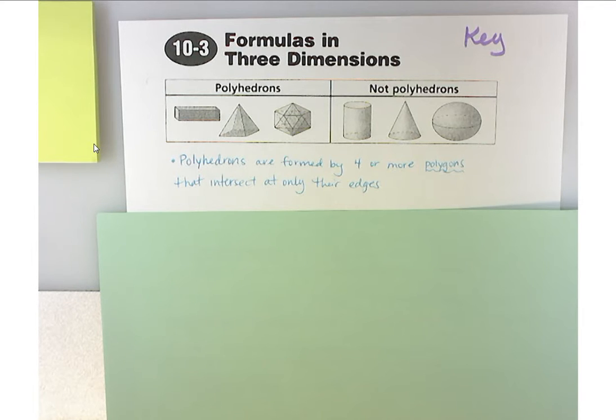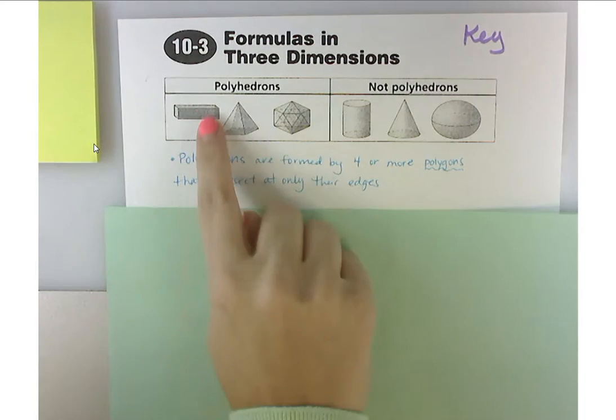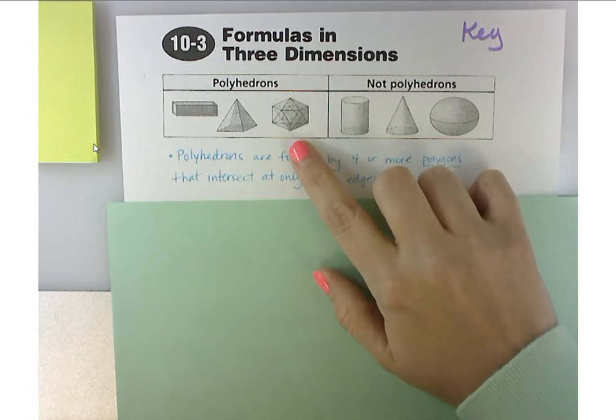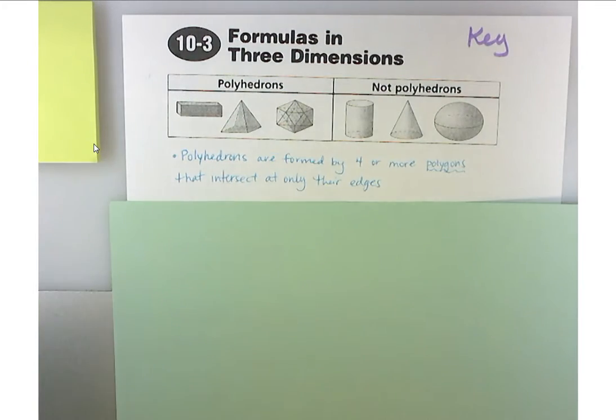So we have these shapes that are called polyhedrons, and we have some examples up at the top. This is a rectangular prism, this is a square pyramid, and this looks like it's a dodecahedron. A dodecagon is a 12-sided figure. A dodecahedron is going to be that figure in 3 dimensions.